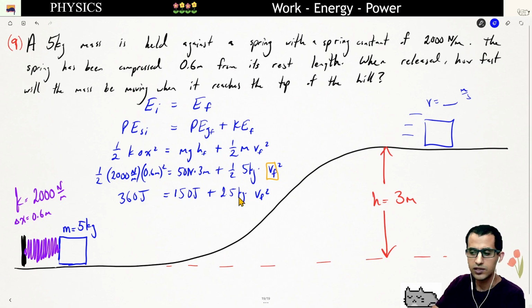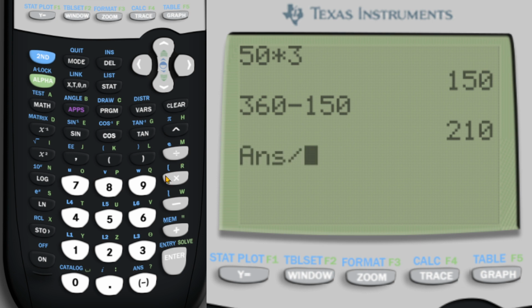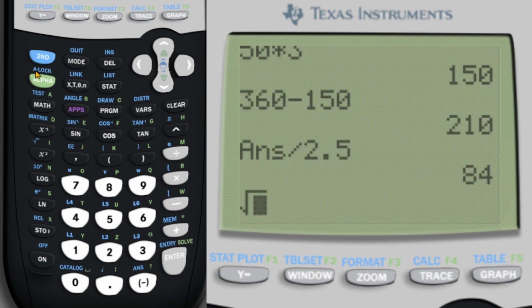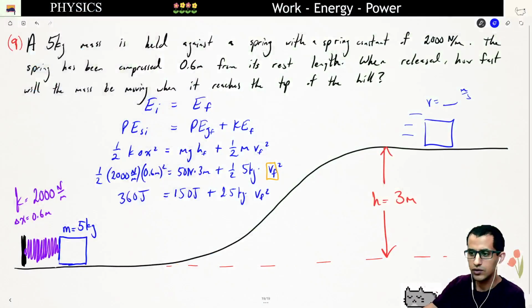And so here I have to just solve for Vf. I'll use my calculator again. It's going to be 360 minus 150. And then we divide that by 2.5. And if we take the square root of this value, we'll get our answer. And the answer is about 9.2. V is equal to 9.2 meters per second.